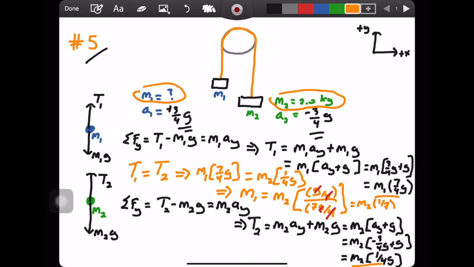And remember, mass 2 is 2 kilograms. So you would simply take 2 kilograms and multiply it by 1/7, and that would give you mass 1.